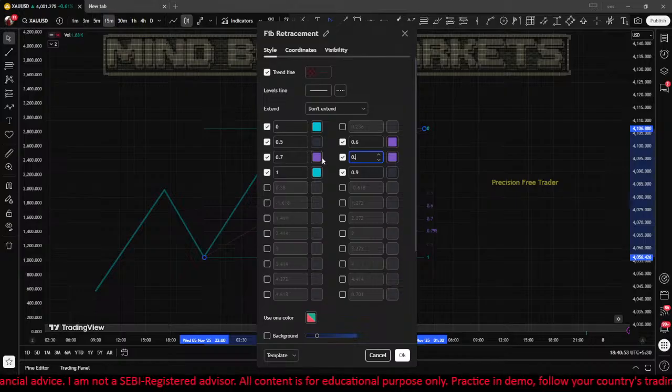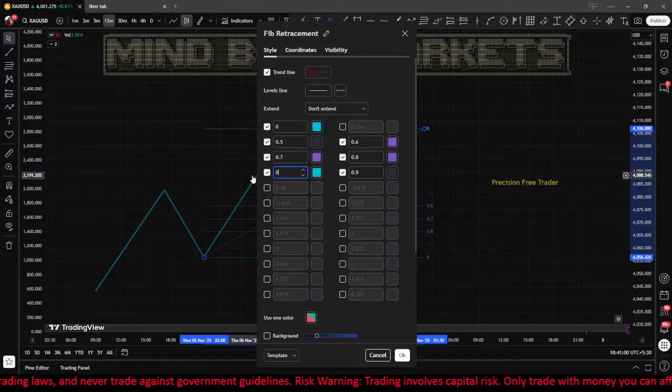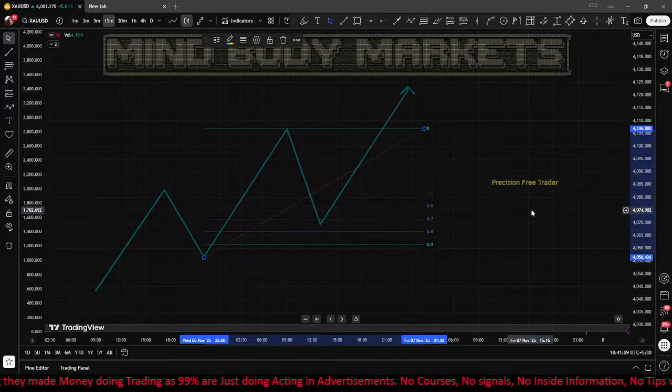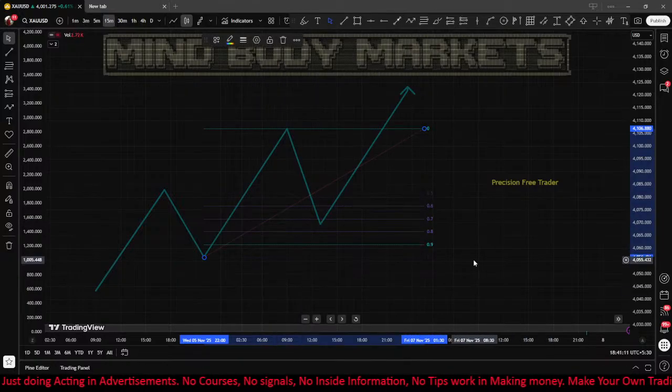0.8, 0.9, and then 1. These are the levels. Every 10% we will have a level. Now you can apply it. Okay, now we got it.